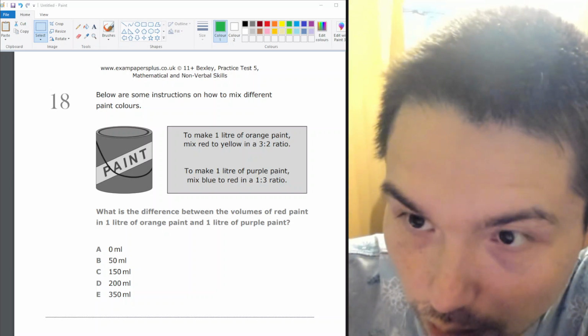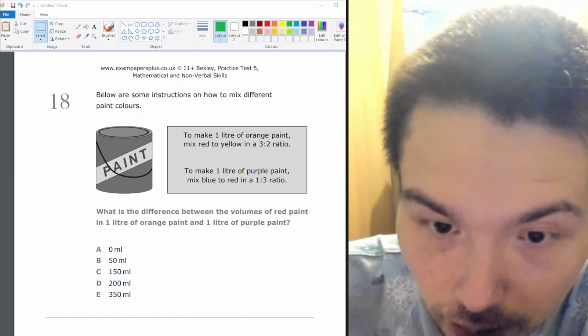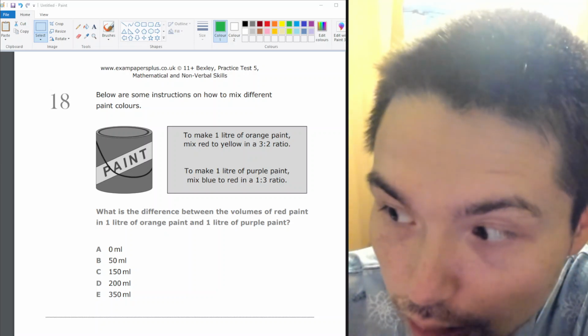Welcome to Bexley Maths Test 5. Here we go. We are going from question 18 onwards.